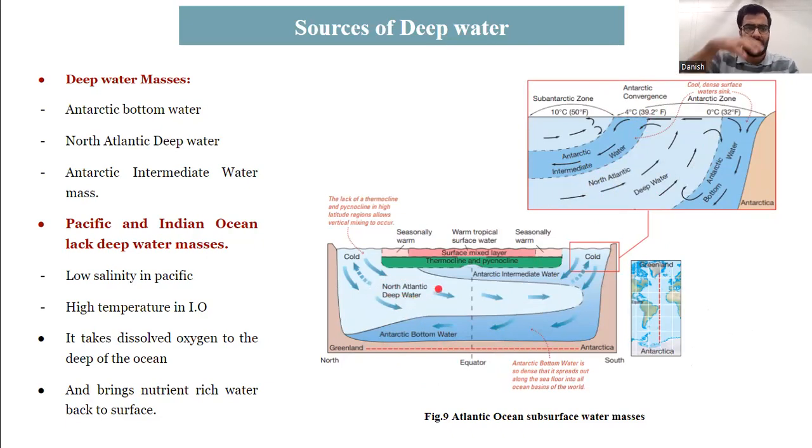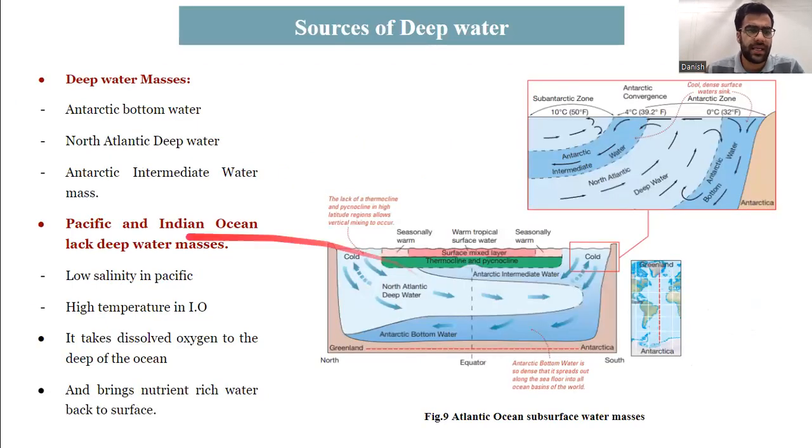Also, when this deep water goes down, it takes oxygen from the atmosphere. As a result, it provides more oxygen to the marine life at the bottom of the ocean. And once the water comes up in the upwelling zones, the nutrients are very high in the upwelling zone because it brings them up from the bottom of the ocean.